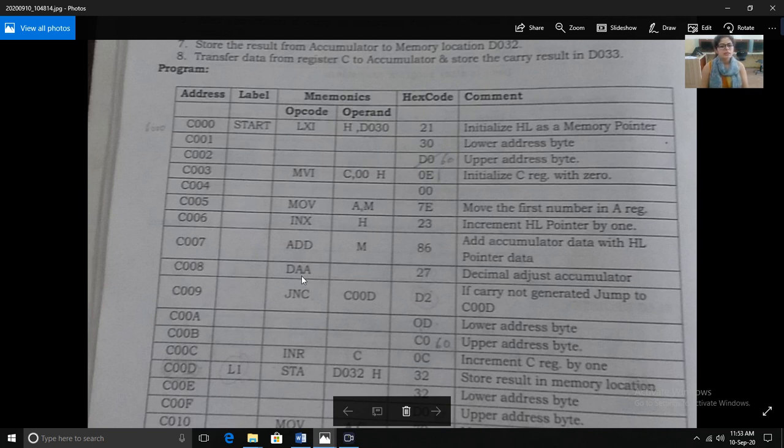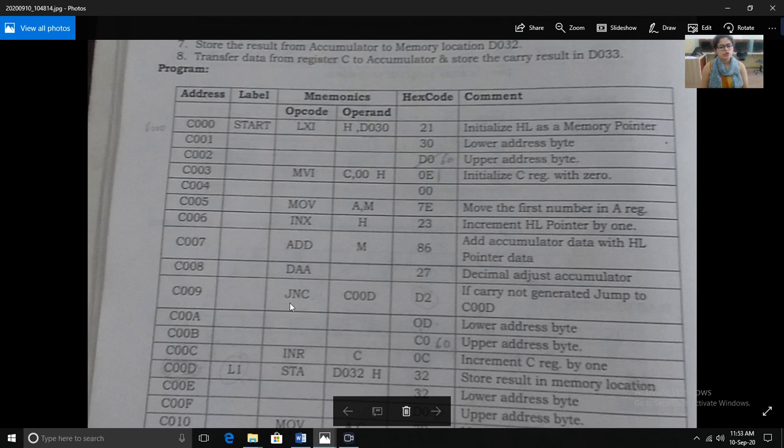Now the next thing is DAA. This instruction is decimal adjust accumulator. Why are we using this instruction? Because there are chances that the result after the addition of two numbers needs decimal adjustment. So this instruction is used to adjust the decimal. We have already studied that instruction. So this is DAA, decimal adjust accumulator, and this is the hex code of the DAA instruction.